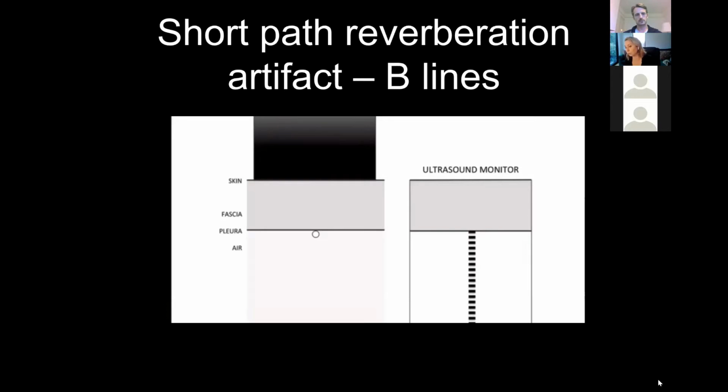So the short path reverberation artifact is when there are two reflective structures that are very, very close to each other. In fact, so close that it has to be less than half the length of the echo pulse. An alveolus is about 0.2 millimeters, and so that gives you this traditional B line.